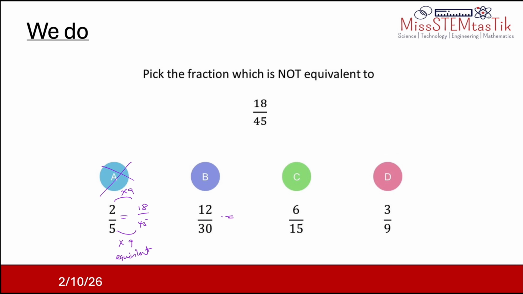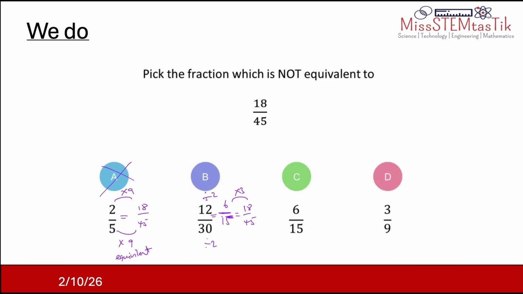Since in the question we're looking to pick a fraction that is not equivalent to 18 over 45, we're not going to include that. So 12 over 30, is it equivalent to 18 over 45? Now I can see that 12 and 18 are both in the 6 times table. So I'm going to divide 12 by 2. That will give me 6. 30 divided by 2 will give me 15. So 6 over 15.